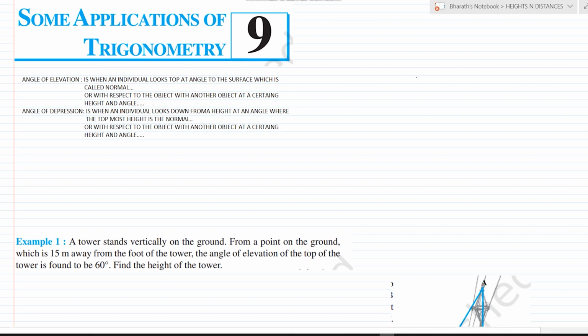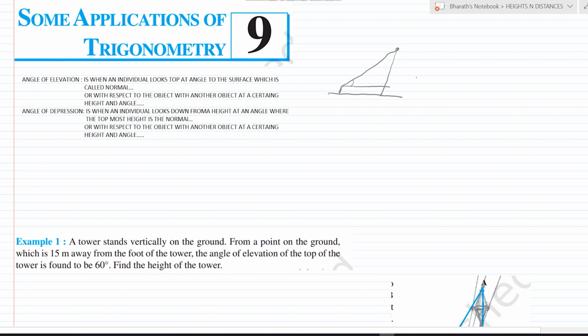Angle of elevation is when an individual looks up at an angle to the surface, which is called the normal, with respect to an object at a certain height and angle. Then there is a height at some distance. So here we stand, and from here we look till the top. Then this angle is called the angle of elevation.